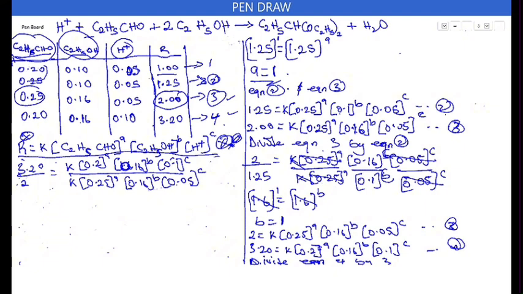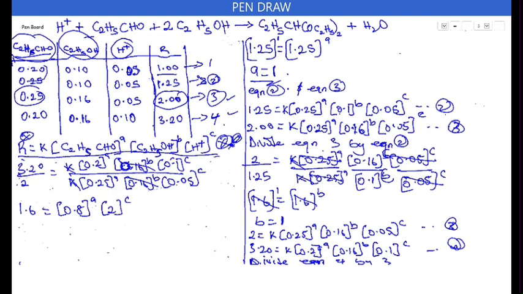Now let's move on. What do we do here? Our k cancels out k, and 0.16 raised to power b also cancels out. You can see that we are having 2 left, don't forget. So we have 3.2 divided by 2, that gives us 1.6, equal to 0.2 divided by 0.25, which is 0.8, raised to power a. Open your bracket, we have 0.1 divided by 0.05, that gives us 2, so we have 2 raised to power c.